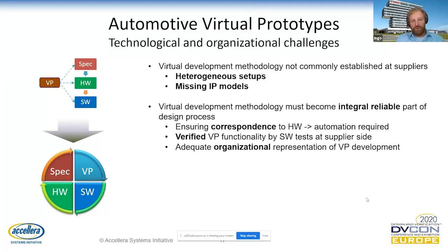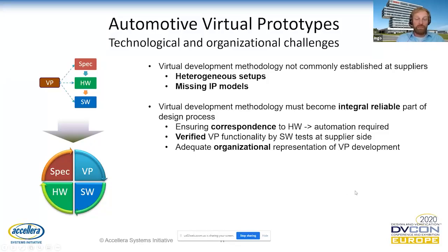And as you can see from the circle picture below, the VP is fitting very well into that whole game of the development, and the interactions and organizational parts are clear. And with that, we can also ensure that the correspondence to the hardware is ensured, and that there is a reasonable automation in place, as Manfred showed before, for deriving these virtual prototypes and also keeping them up to date. And that also ensures a timely delivery of virtual prototypes, which is crucial in these early design phases to be up to date and delivered to your software developers.